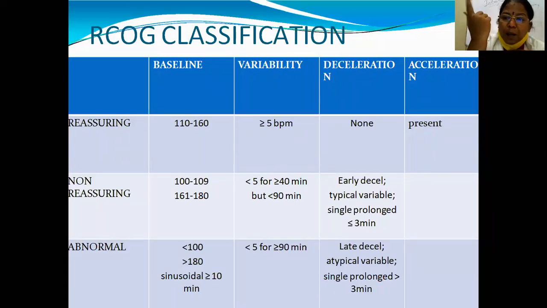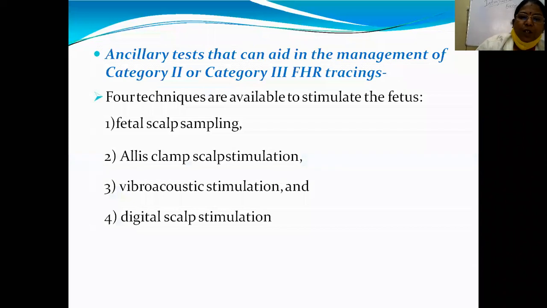What is abnormal? Abnormal is a fetal heart rate less than 100 or more than 180. A sinusoidal pattern is there, lasting more than 10 minutes. No variability for more than 90 minutes. Late decelerations, variable decelerations, and prolonged decelerations are there. That is an abnormal CTG.